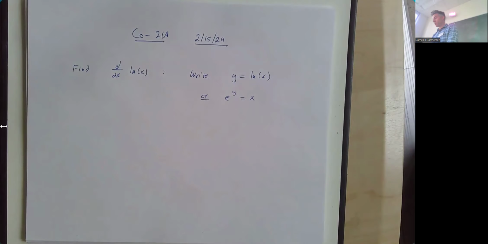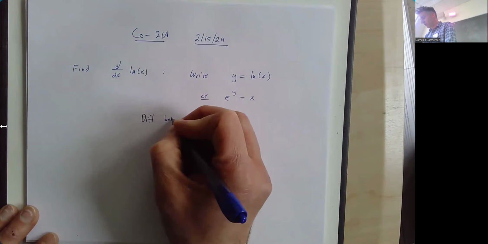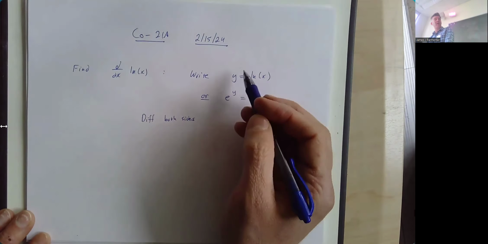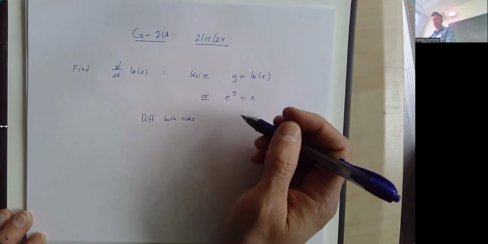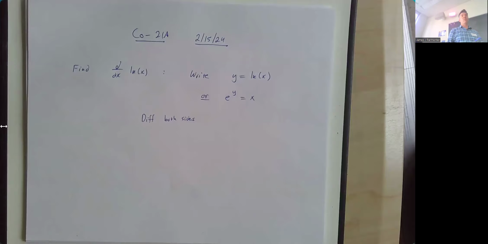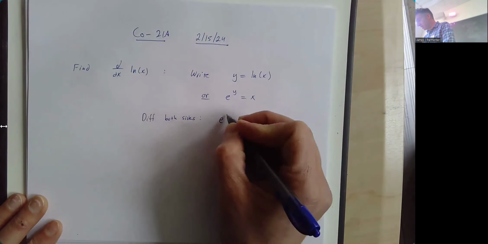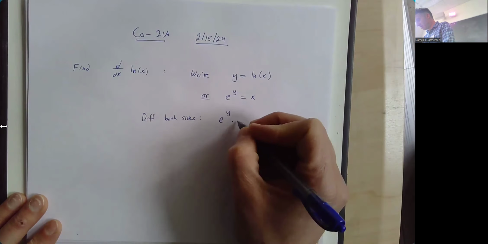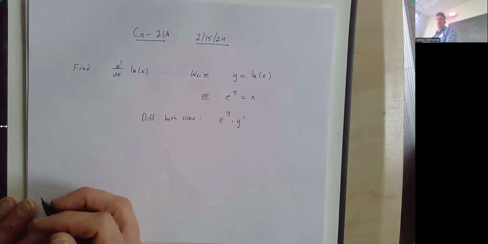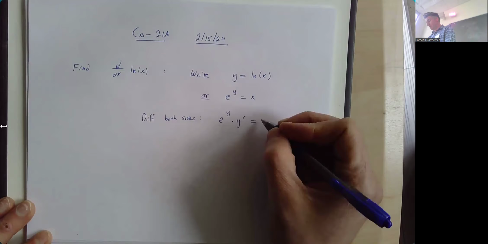This is one of the reasons we just spent some time talking about implicit differentiation. Because now we're going to differentiate both sides. But we're going to remember that y is a function of x. So when we differentiate e to the y, we're using the chain rule. The derivative of e to the stuff is e to the stuff times the derivative of the stuff, which you can write as y prime or as dy dx. On the other side, the derivative of x is just 1.